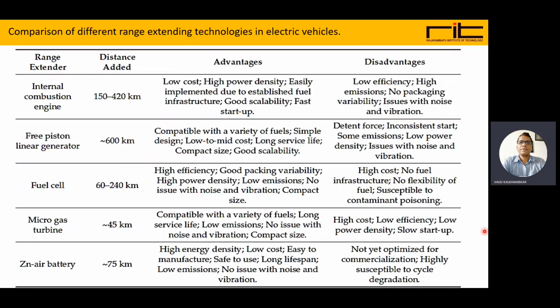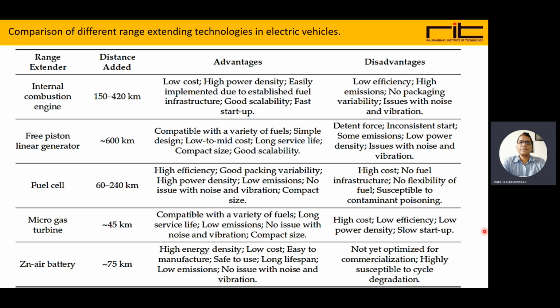This is the comparison of different range extending technologies in electrical vehicles. Here the IC engine range extender, free piston linear generator range extender, fuel cell range extender, micro gas turbine range extender, and zinc air battery range extender are compared. If you see, the distance added by the range extender is large in the IC engine based one, in the range of 150 to 420 kilometer, and it may still be improved.